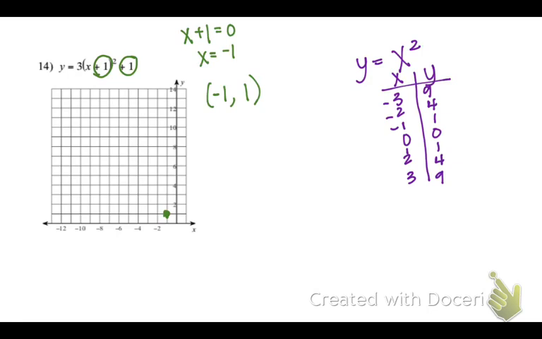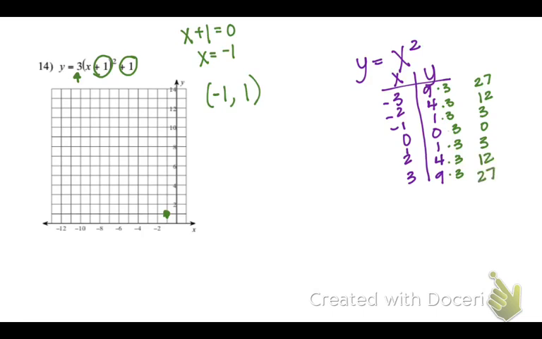Okay, but now this 3 on the outside here means that I'm going to multiply all of these y values by 3. So that's going to be 27, 12, 3, 0, 3, 12, 27.